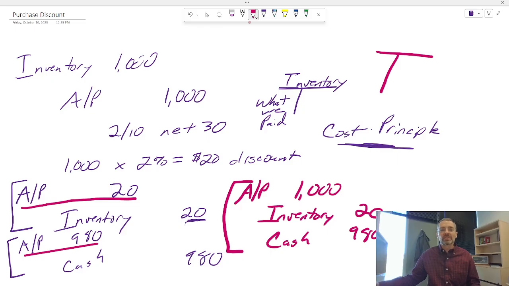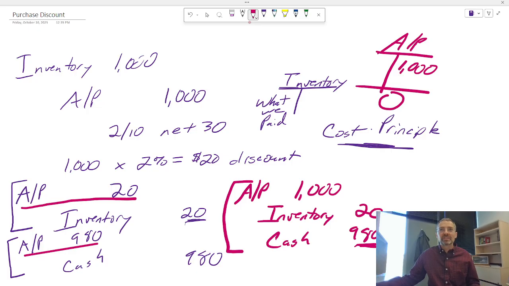The first step is figuring out how much cash you are paying. In this case, I am paying $980 in cash. So I will credit cash $980. I am going to debit accounts payable by looking at what is in my accounts payable account. Right now I have $1,000 in accounts payable. How much of that am I paying off? I am paying off all of it. By the end of this journal entry, I want to show that I don't owe anything. So my goal is to get this down to 0.